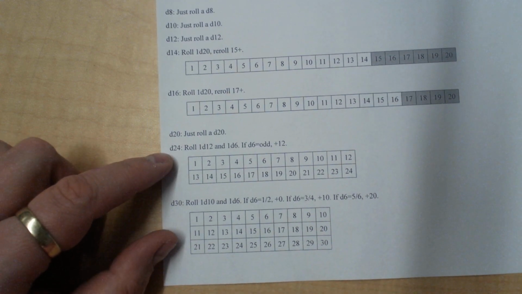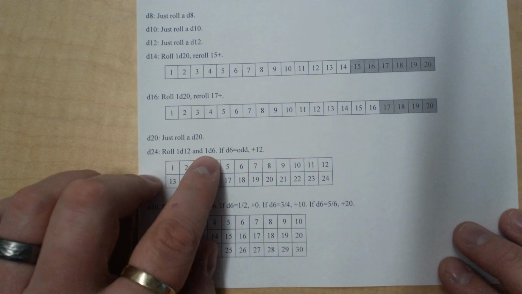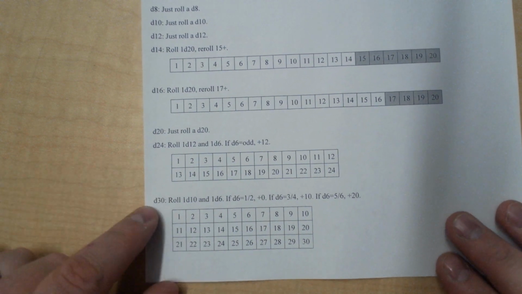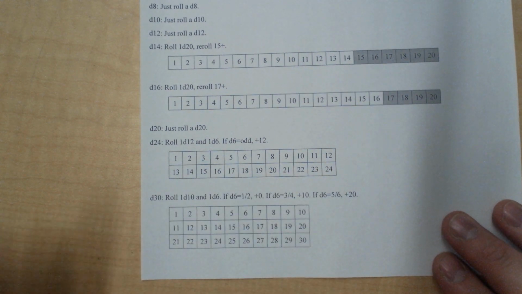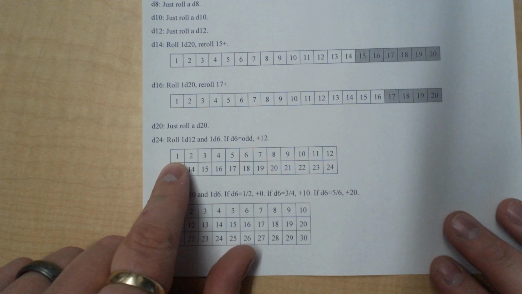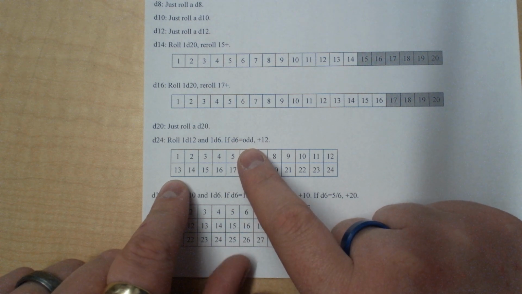These two are genius, okay? Roll a D12 and a D6. If the D6 is odd, you add 12. Why is that genius? Because it takes all of the facings of a D12 and assigns them two values. The first one is its face value, and the second is the odd value where it's plus 12.